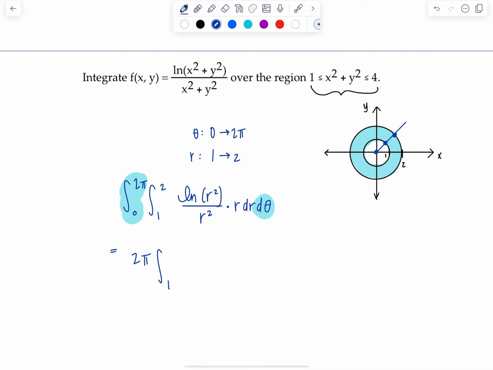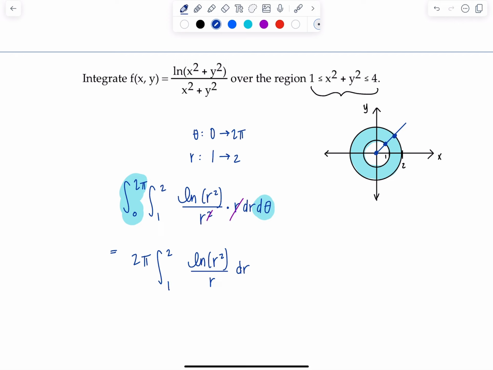Okay, then we have 1 to 2. Notice this r can cancel with one of those down there. So then I have natural log of r squared over r dr. How to proceed? You will do a u sub. The easiest u sub comes after applying log properties. There's more than one way to do this, but I'll show you the cleanest. Don't forget, this exponent I can move to the front of my logarithm and write it as 2 times natural log of r. You can go straight to the u sub without doing this, but I think it's a little bit easier.